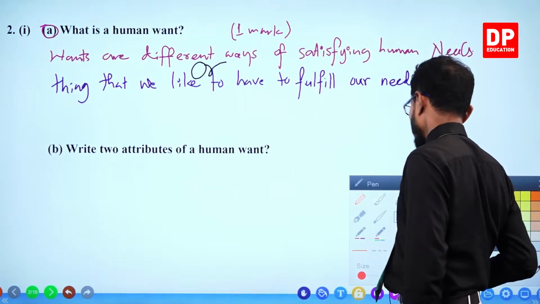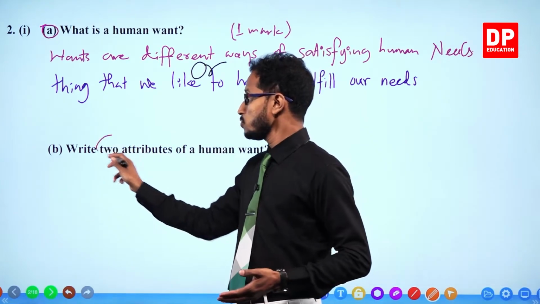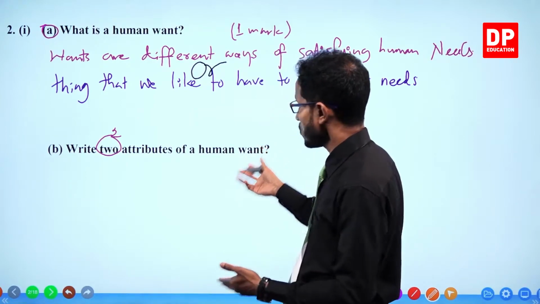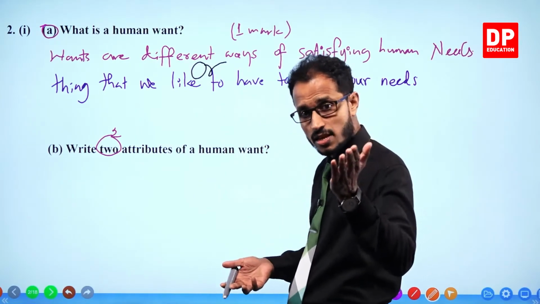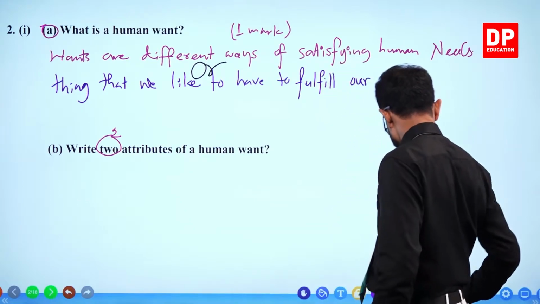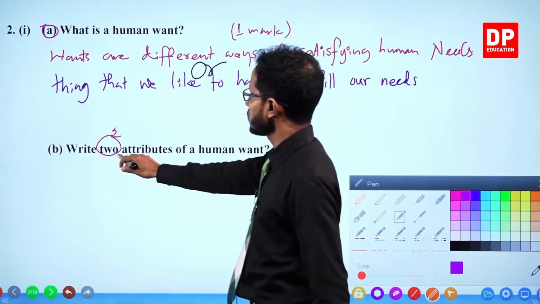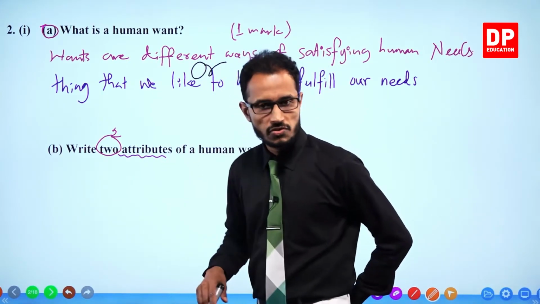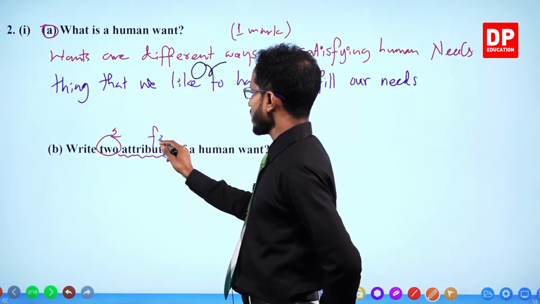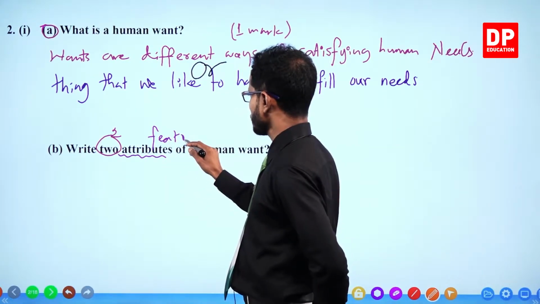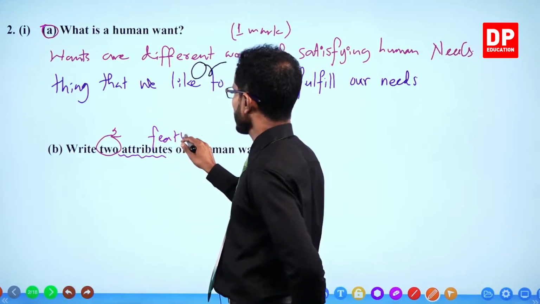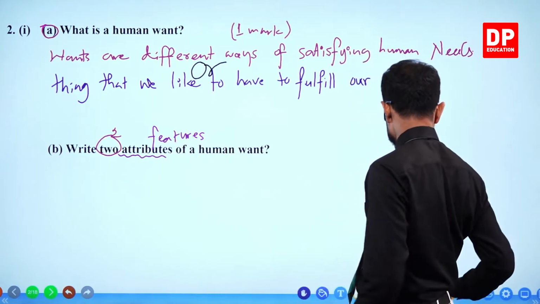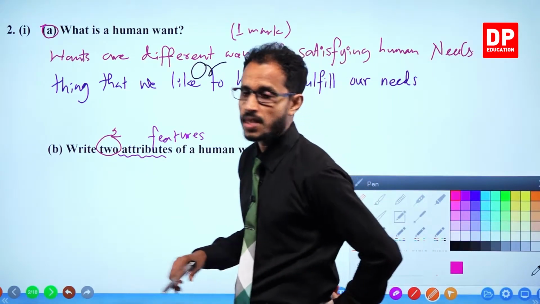My God, you can write 10. 2 attributes. Tell me, human wants, what attributes, what characteristics, what features? If you do not know this word, if you're not sure of the word, attributes means features, characteristics. All right, tell me. Features of wants. Easy. That's right, very good.